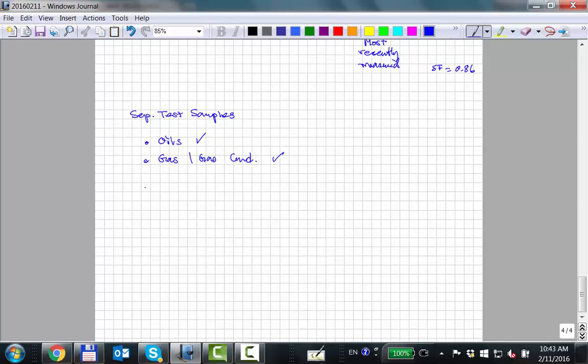But possible problems would be in the situation, usually for an oil with solids precipitation. That would either be a wax or an asphaltene. Okay?